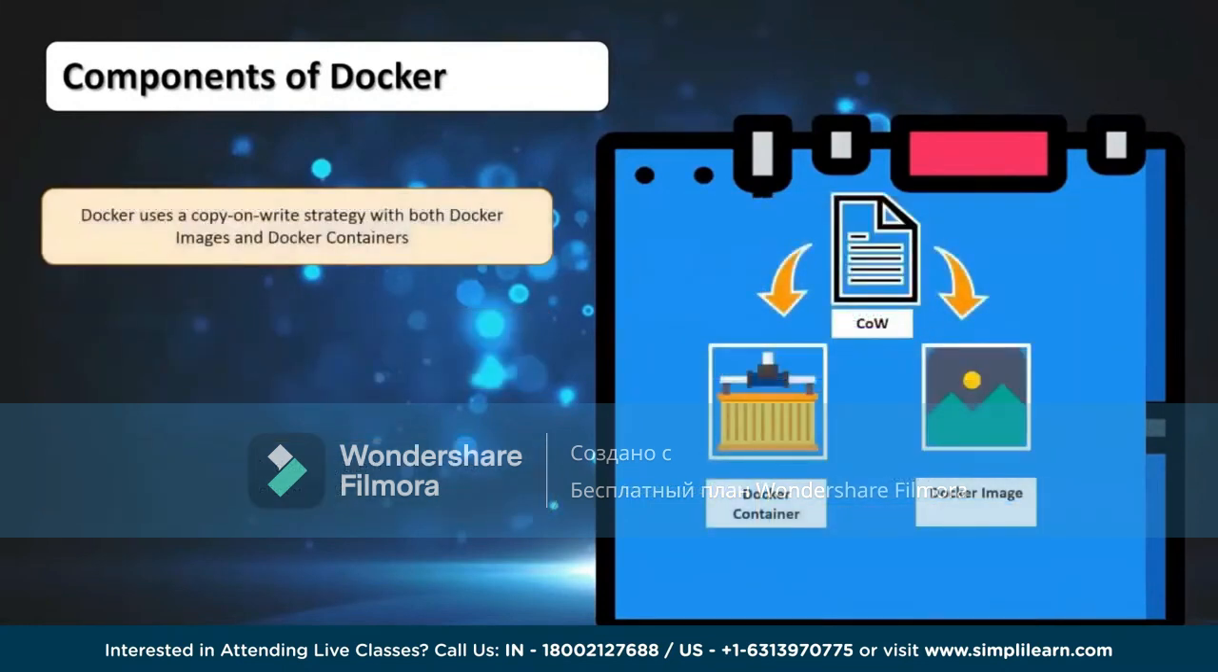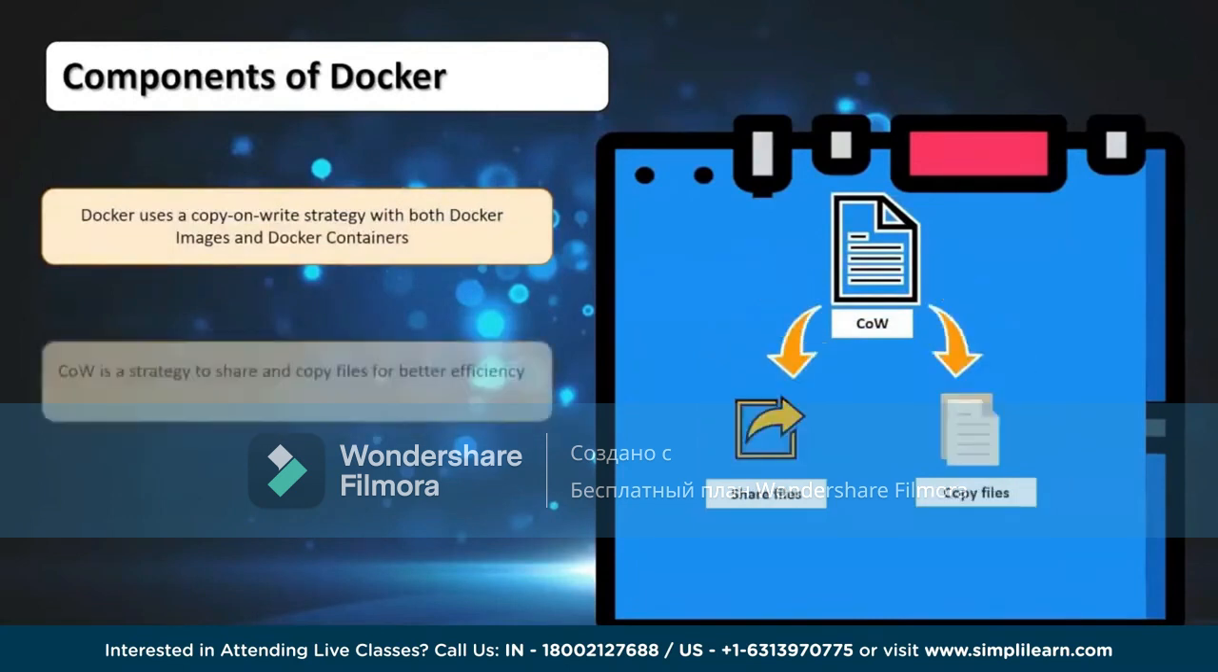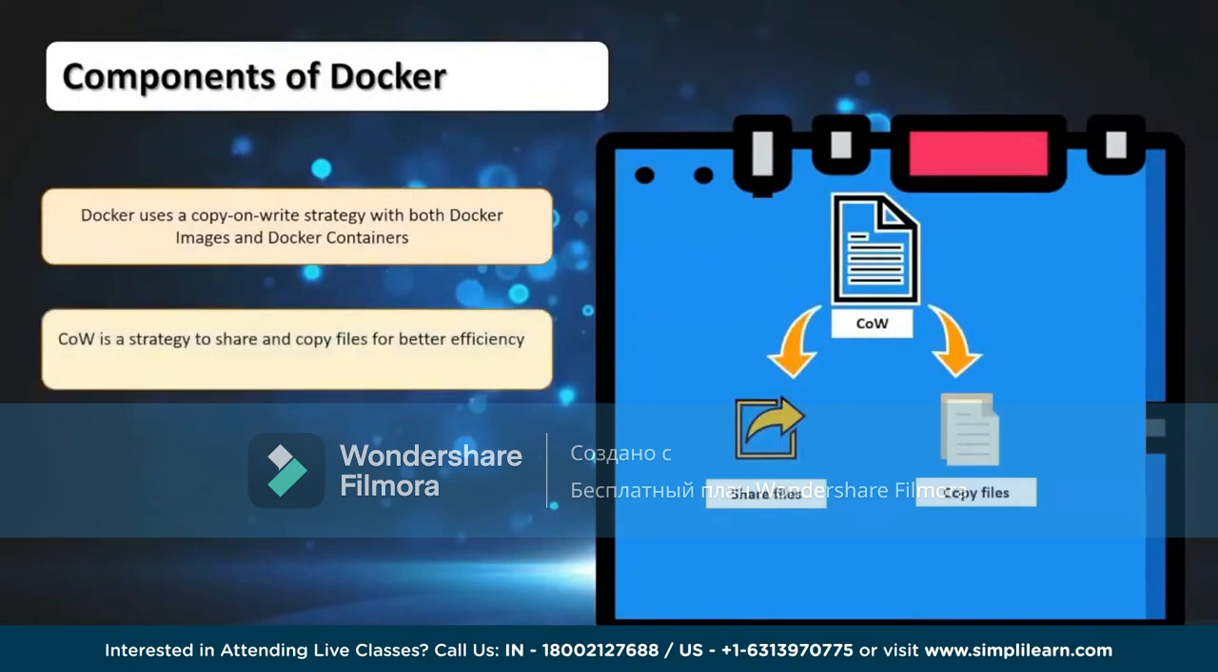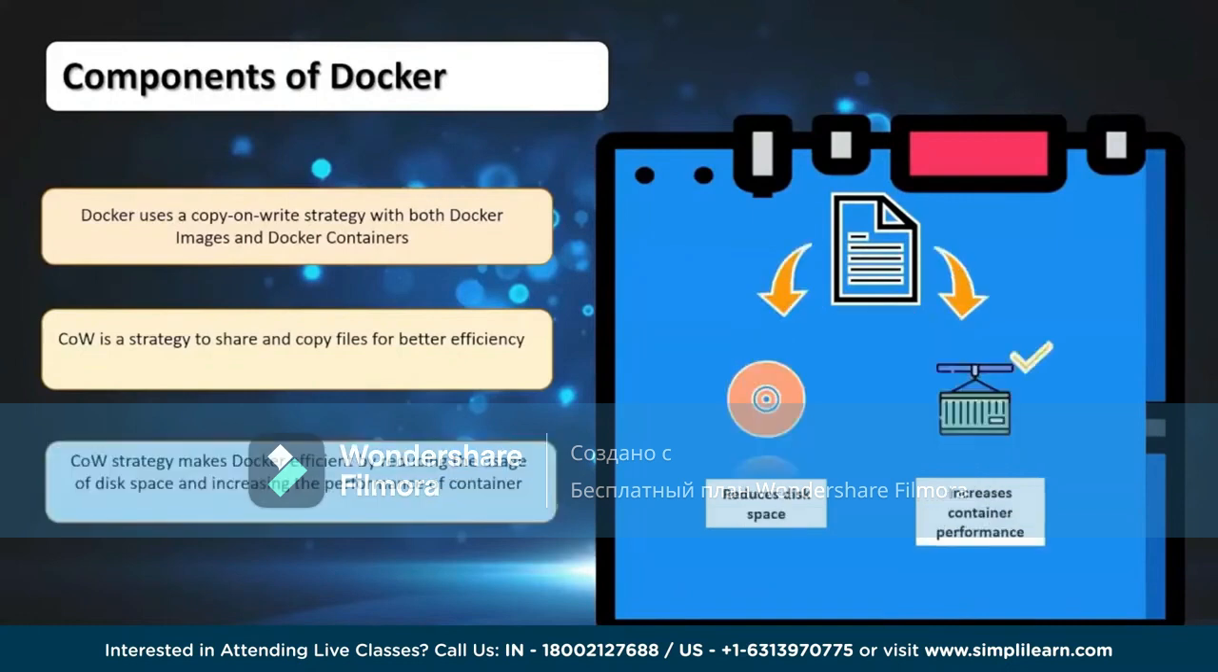Now Docker uses a copy on write strategy with both Docker images and Docker containers. It's a strategy to share and copy files for better efficiency, which is used to increase the overall performance of Docker containers. It also makes Docker efficient by reducing the use of disk space, because only whenever it is needed, at that moment, it actually performs the copy, and it definitely reduces the overall disk utilization.